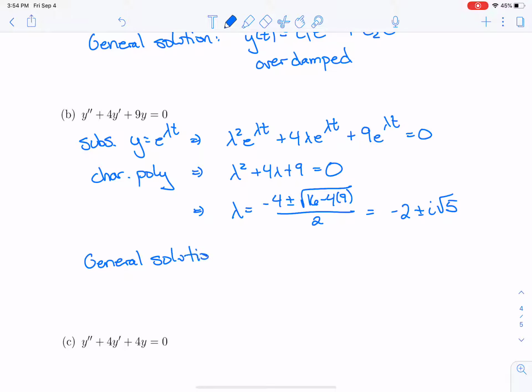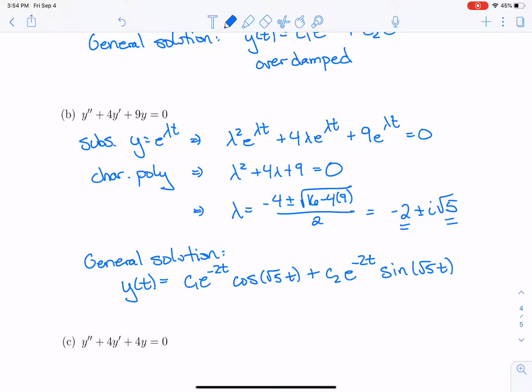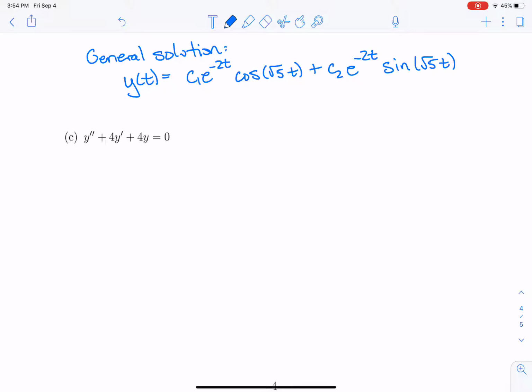And that general solution is going to be y of t is equal to the real part here, so c1 e to the minus 2t cosine of the imaginary part, square root of 5t, plus c2 e to the minus 2t sine of square root of 5t. So again, I'm just reading off the forms of the general solution that we got from solving these problems throughout these notes. Okay, so that's going to be an underdamped oscillator.